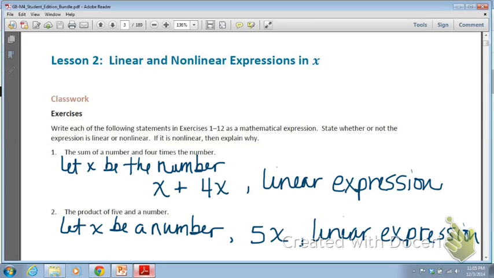Okay, so for number 2, it's simply the product of 5 and a number. So we'll let x be the number. The translation of that would just be 5x, and it is a linear expression because the power on the variable is 1.